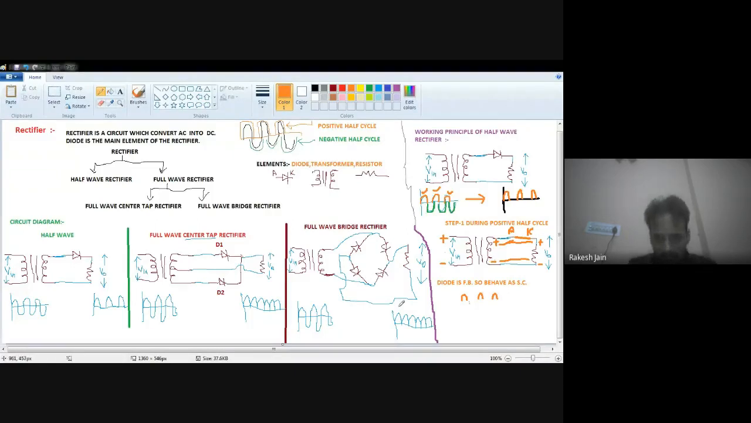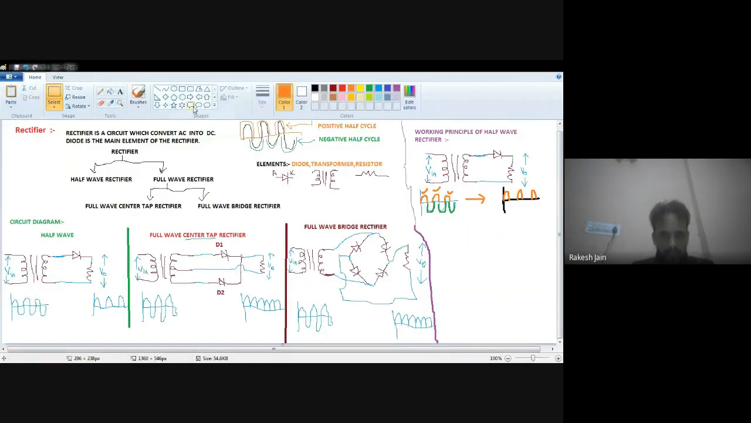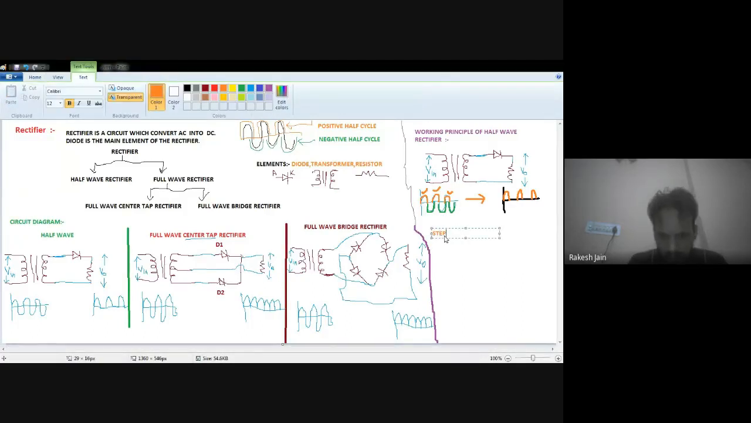Now I have to see what will happen during the negative half cycle. Now see step number two, very carefully. I just removed the first step because of the lack of space. I am writing with the green color because I used the green color there to show you. Okay, step two, during the negative half cycle. Now see what will happen during the time of the negative half cycle.